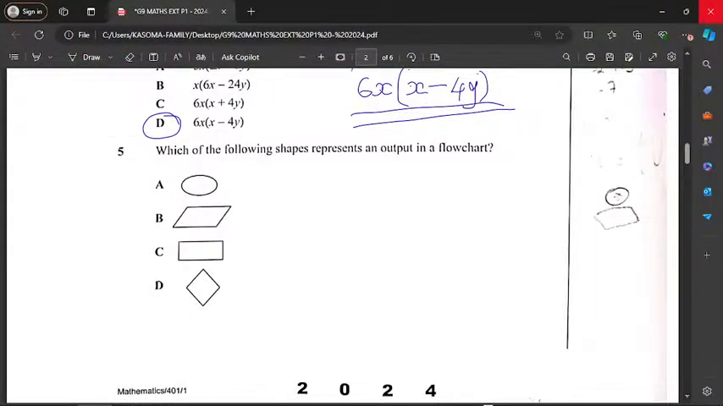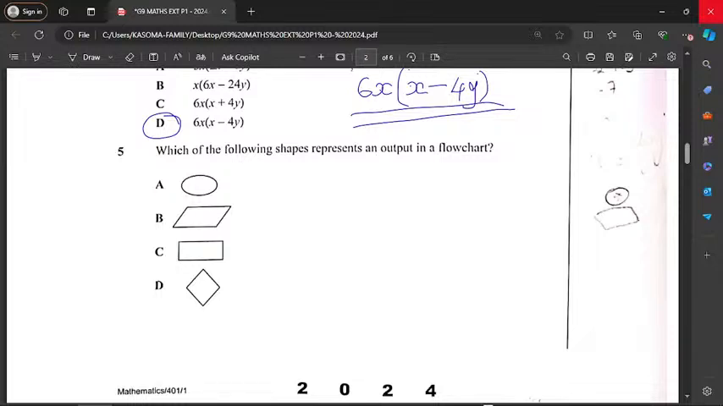Okay, so question 5 was as follows. Which of the following shapes represent an output in a flow chart? Okay, so which of these shapes mentioned here represent the output in the flow chart?